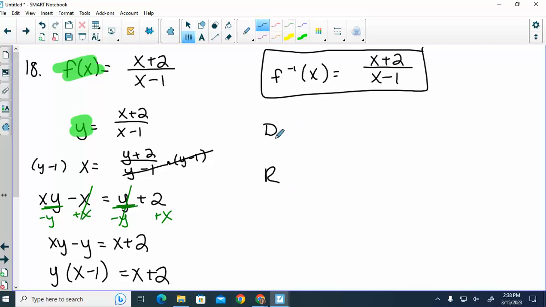Or you could remember the domain of the function, the x's in the original, those become y's, so that's the range of the inverse. If I look at my original, it's a fraction, what can x not be? 1. So negative infinity to 1, union 1 to infinity. Right? The range of my function, the y's in the original become my x's, so that's the domain of the inverse. If I look at my inverse, what can x not be? 1.